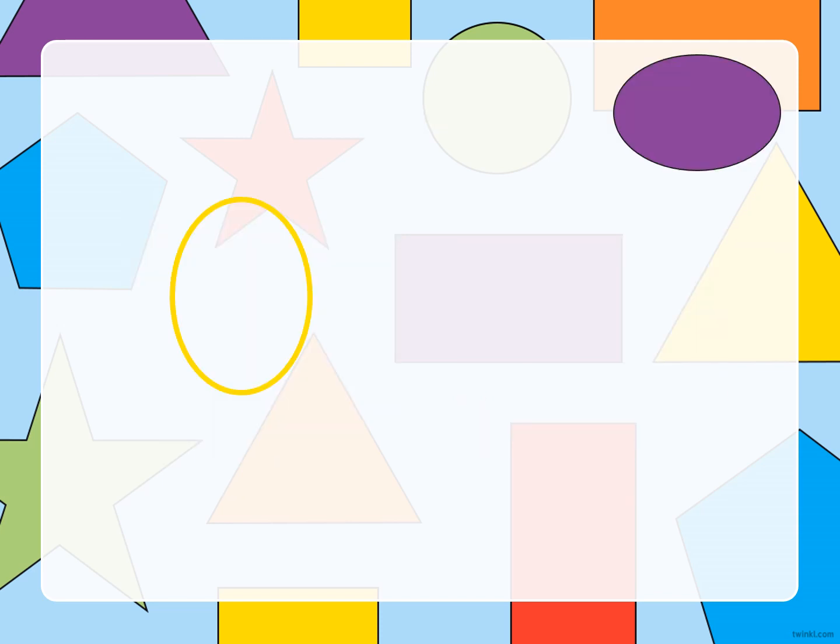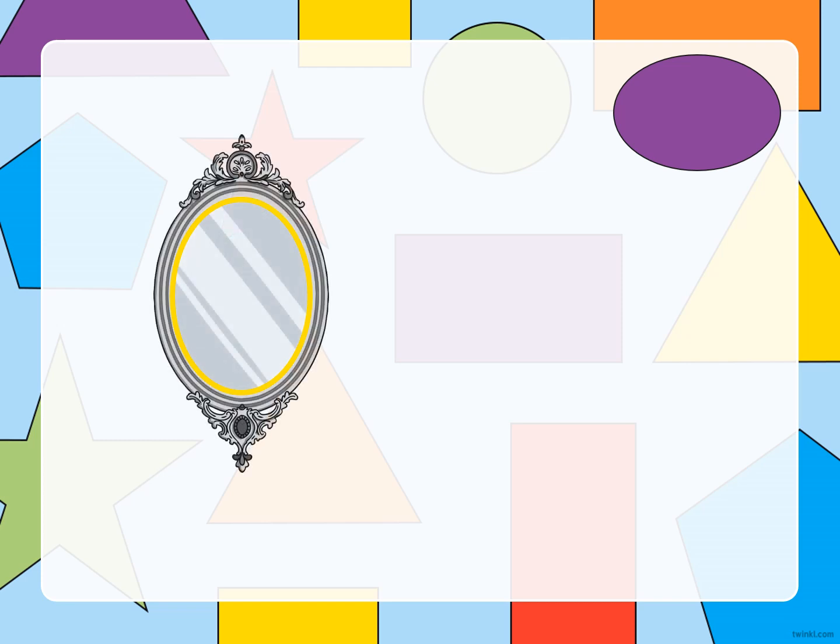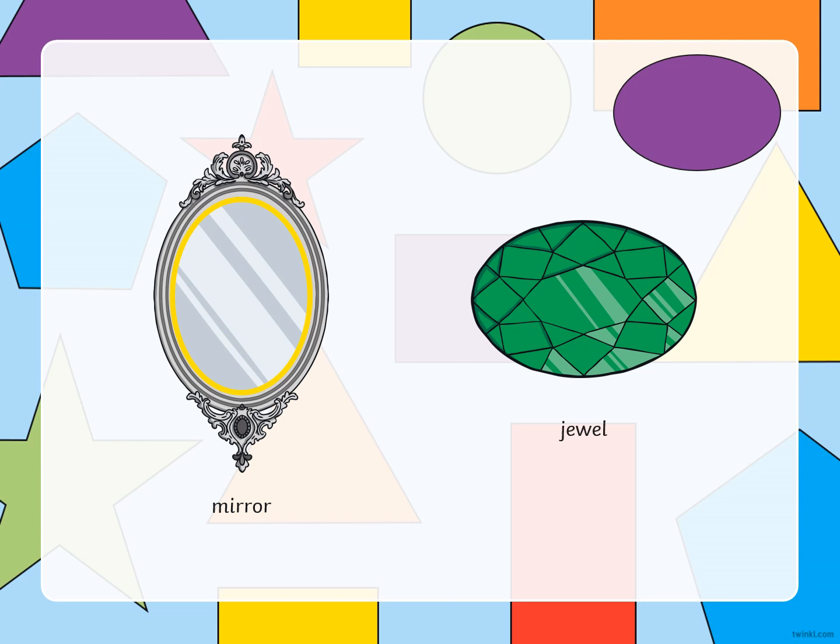Oh, now that's a funny shape up there, guys, isn't it? It looks a bit like a circle, but it's been pushed down. It's been plopped. What do we call this shape then? Let's have a look at some of the objects that are shaped like this. Oh, mirrors. Mirrors can be this shape. And you can see they've got a yellow line going round to show you the shape. Oh, and jewellery. Sometimes jewels can be this shape.